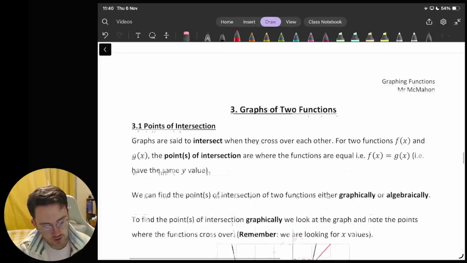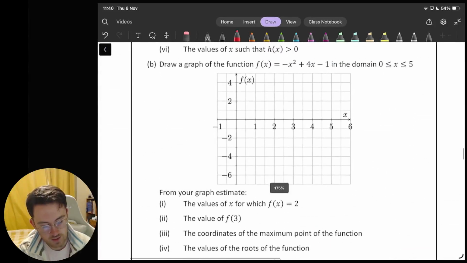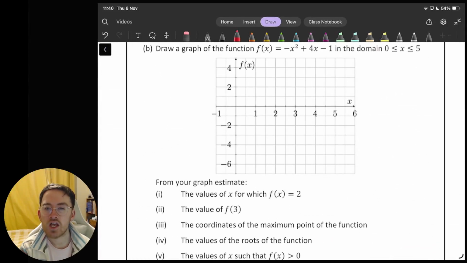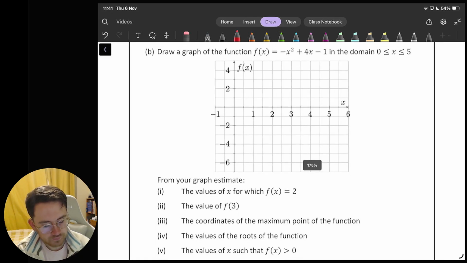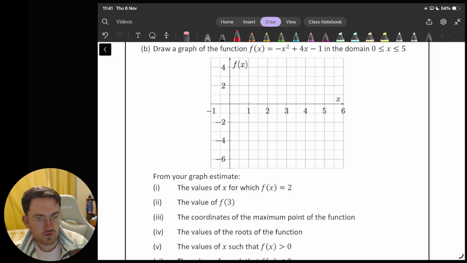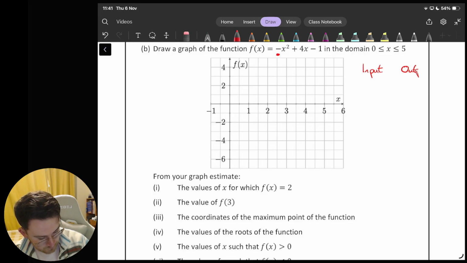I want to do another full interpreting one here, so I'm going to try part B of this function. We're asked first of all to draw the graph of the function minus x squared plus 4x minus 1. So drawing the graph first of all, let's have a think about what we're expecting. We are expecting to see a negative quadratic because of this minus in front of the x squared. So I'm expecting a negative quadratic. Let me try and do my input and output table.